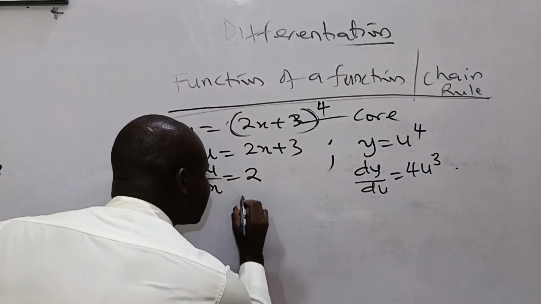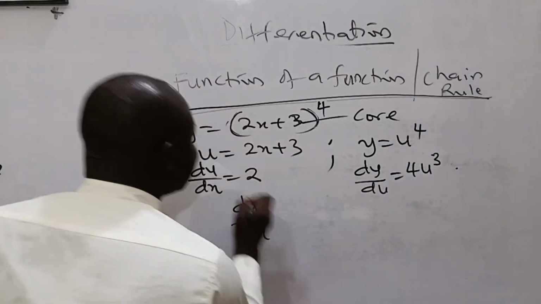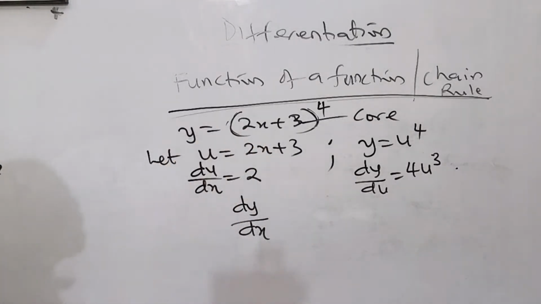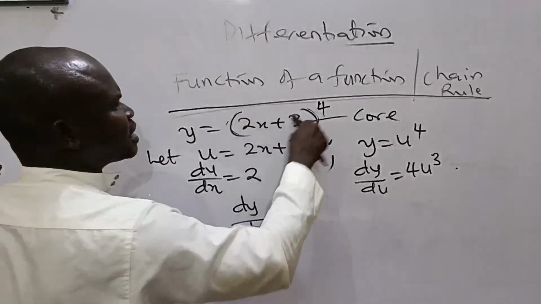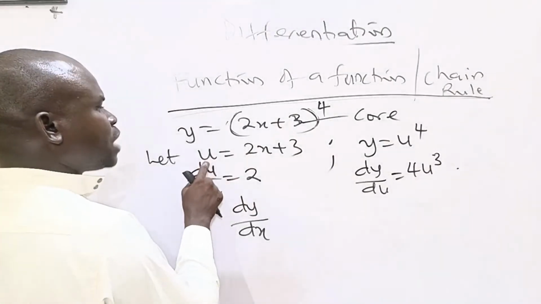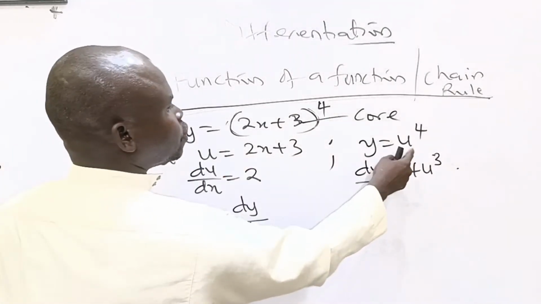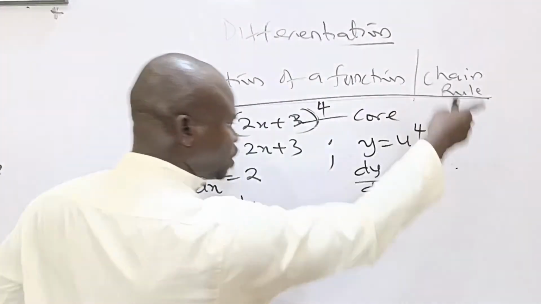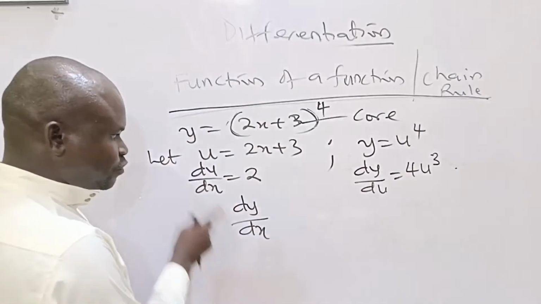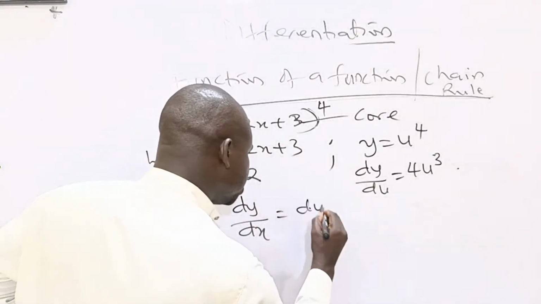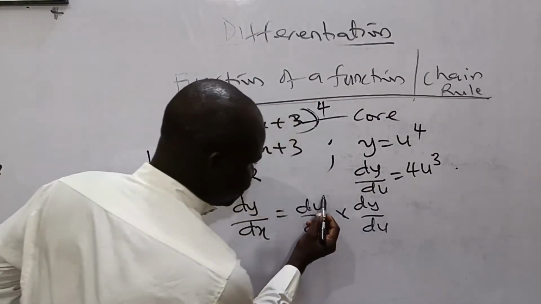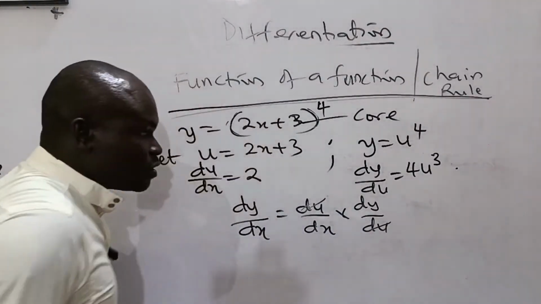So how do I get dy dx? Because ideally the question wants y to be a function of x. But since I cannot do this directly, I represent the core, what I have inside this bracket, as u, so that y is a function of u, then u is a function of x. That's why we call it function of a function or chain rule. Okay, dy dx will be equal to du dx multiplied by dy du. If the du cancels the du, we still get our dy dx.